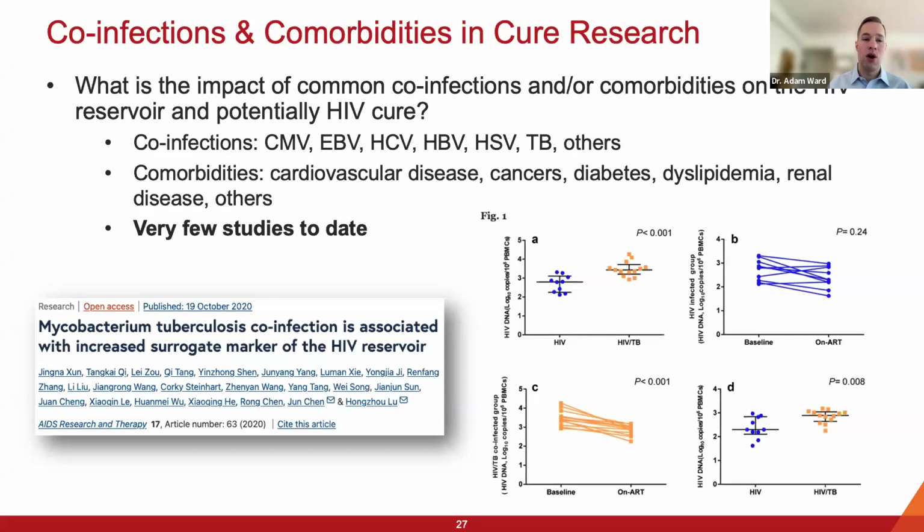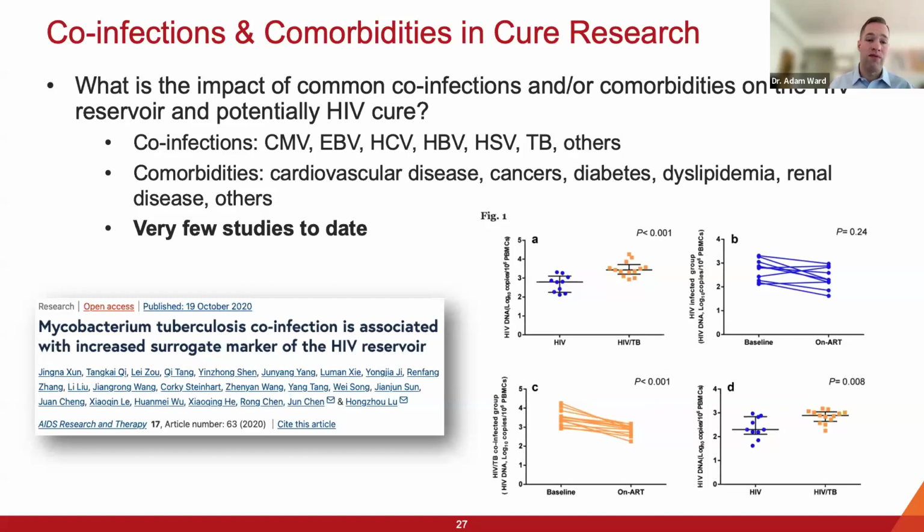And then comorbidities. We know that people living with HIV, even in the era of suppressive antiretroviral therapy, are at a heightened risk of experiencing specific comorbidities. This is driven in large part by inflammation and innate immune activation. I'm going to talk about that a little bit later in the context of the timing of therapy initiation, but these comorbidities could include cardiovascular disease, specific cancers, diabetes, dyslipidemia, kidney disease, and others.